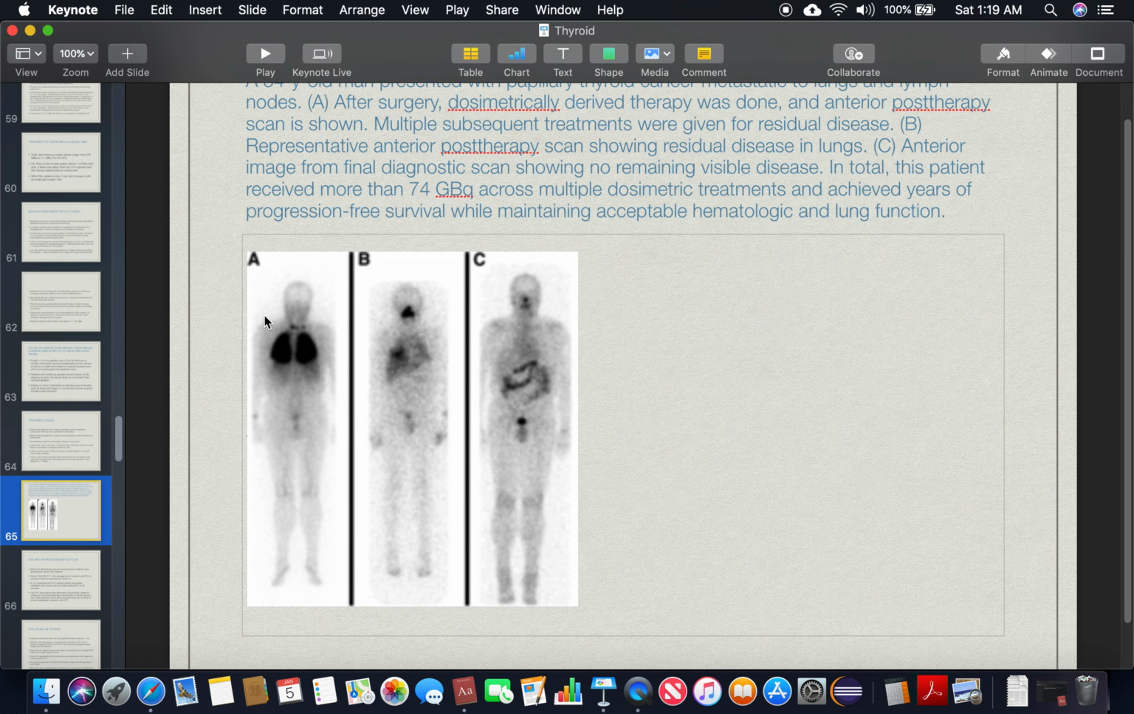This is an example of a patient who underwent multiple therapies. Here you are seeing uptake in the lungs following radioactive iodine therapy, reduction, but still there is uptake, and then following another therapy, no uptake in the lungs.